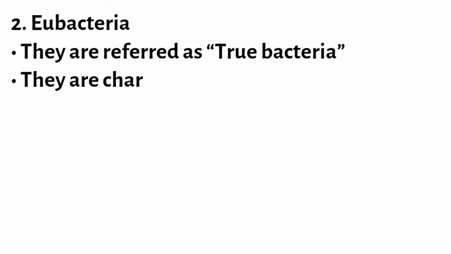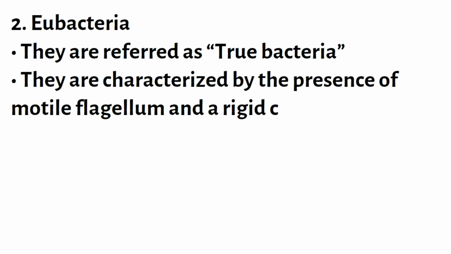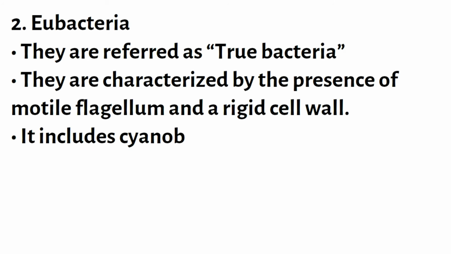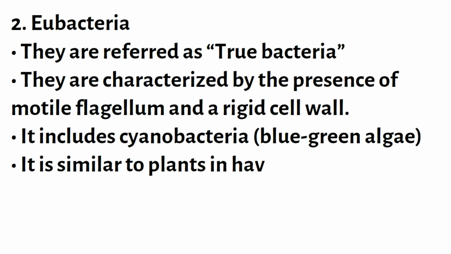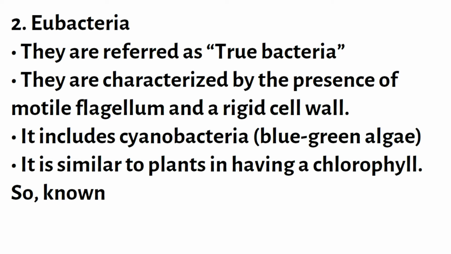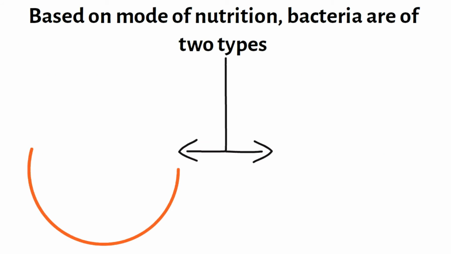They are characterized by the presence of motile flagellum and a rigid cell wall. It includes cyanobacteria, blue-green algae. It is similar to plants in having chlorophyll, so known as photosynthetic autotrophs. Based on mode of nutrition, bacteria are of 2 types.